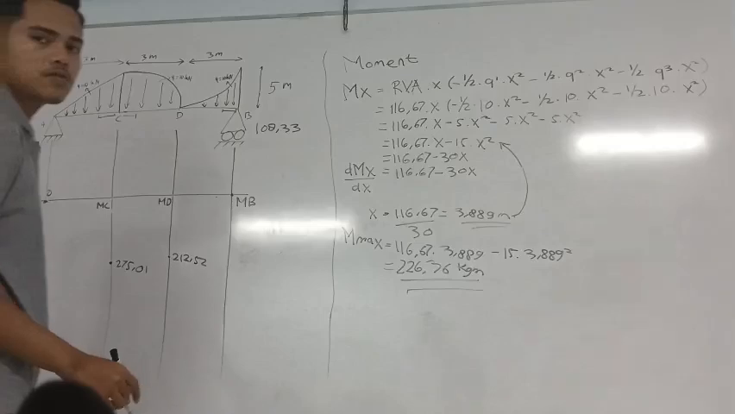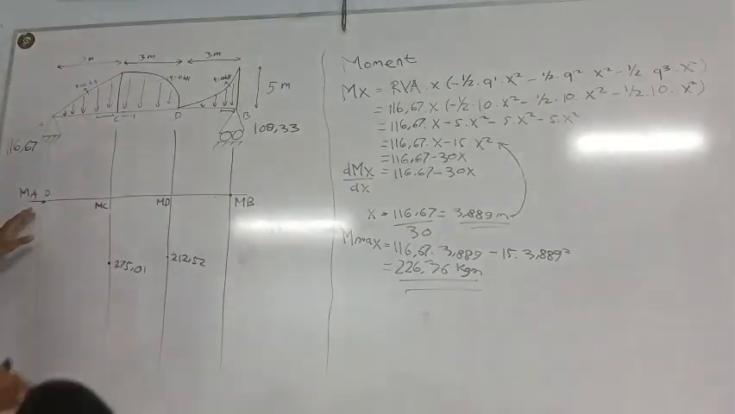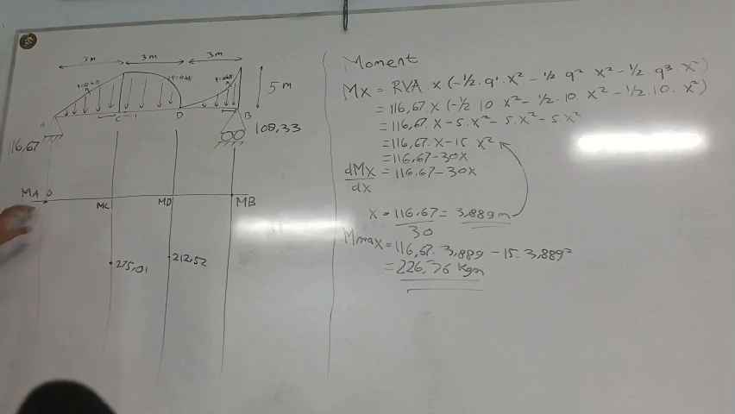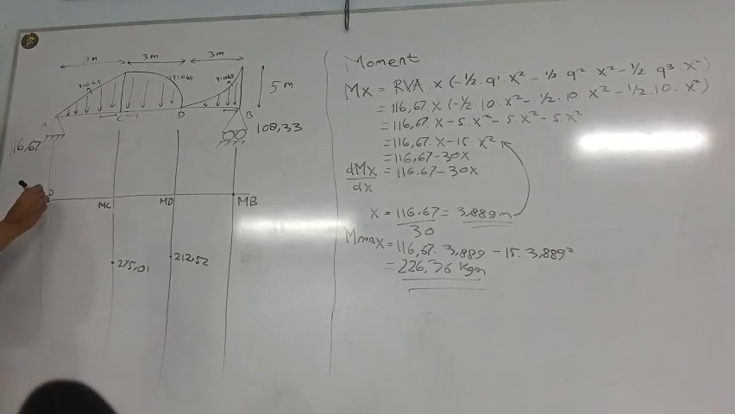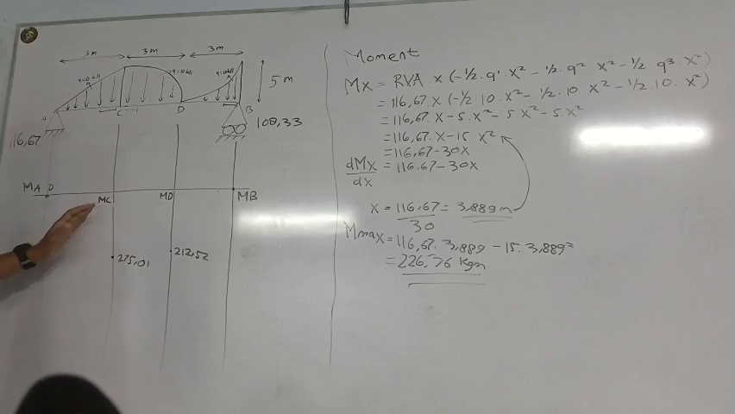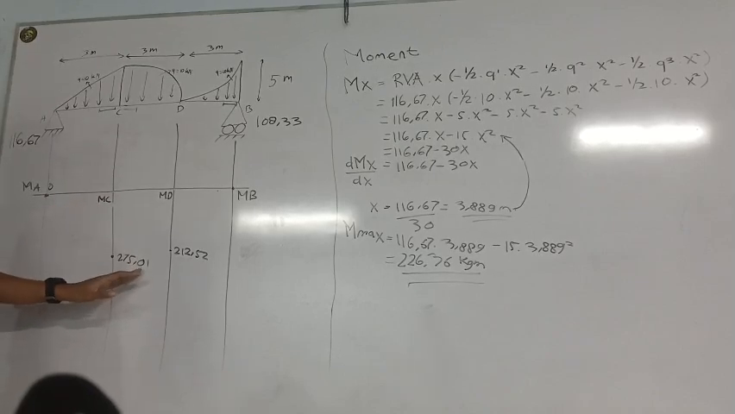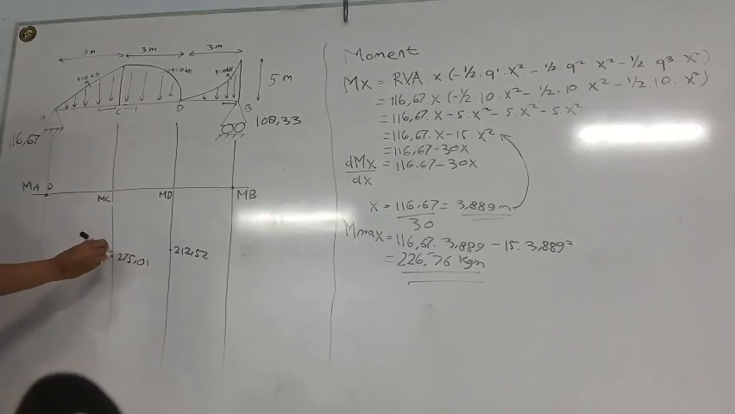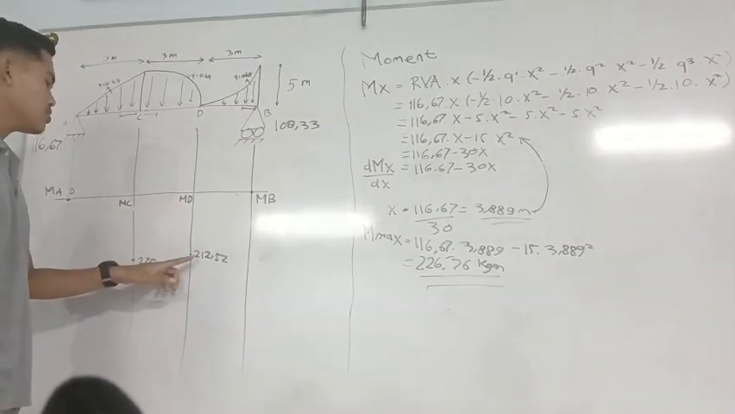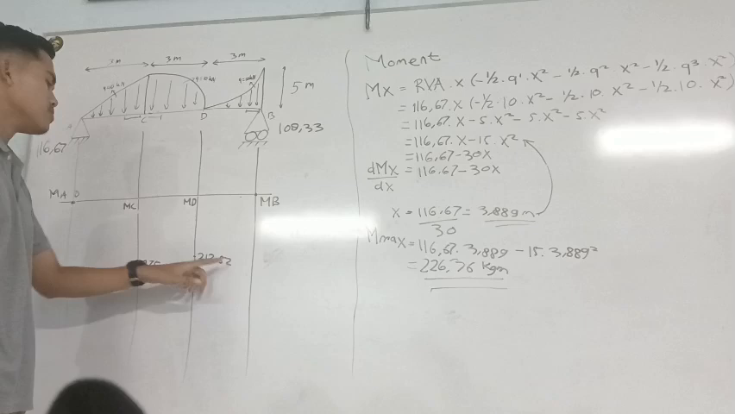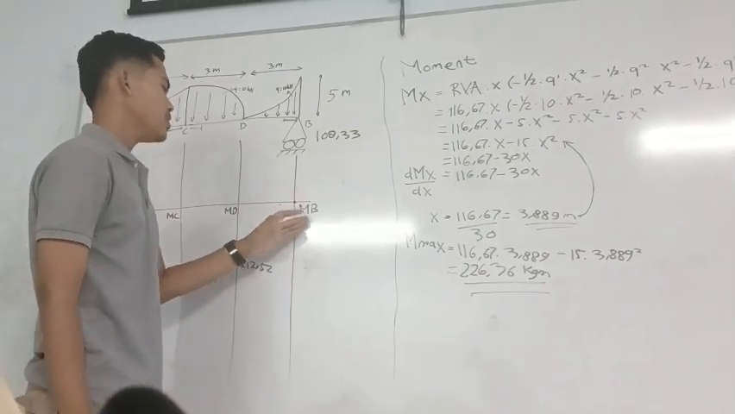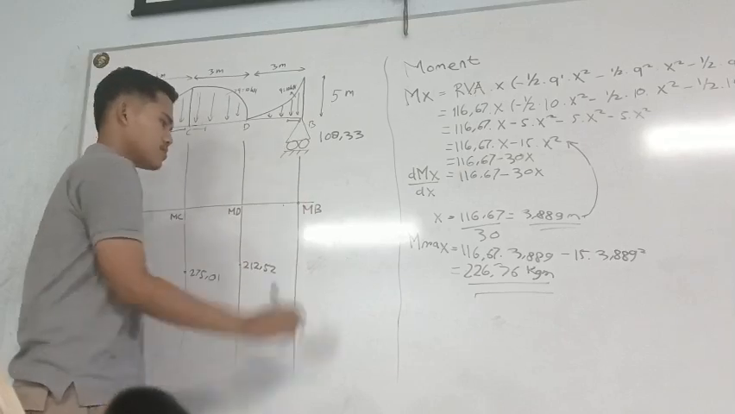And then we draw the diagram. So for MA, because the value of MA is 0, the point of MA is in here. And then for MC, the value is 275.01, so it must be in here. And for MD, the value is 212.52, so it must be in here. And the value of MB is 0. It should be in here.